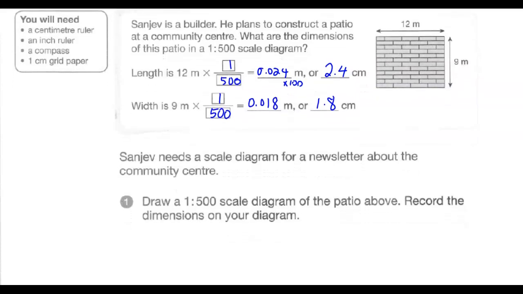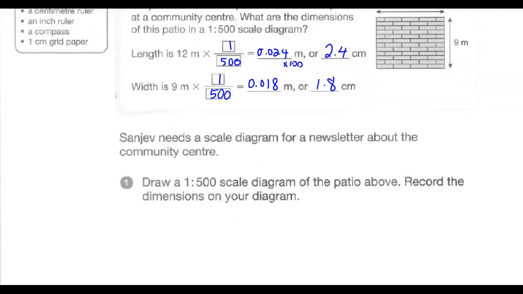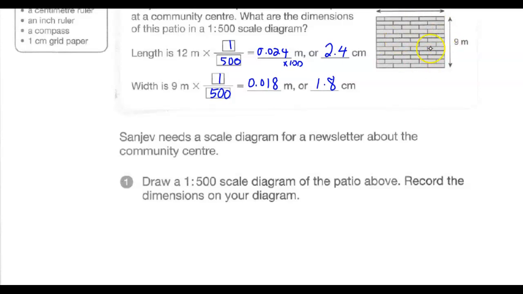It says Sanjeev needs a scale diagram for a newsletter about the community center. Draw a 1 to 500 scale diagram of the patio above. Record the dimensions on your diagram. So basically, that can be your scale diagram. So draw the same thing. Maybe I should try to use a straight edge at least. Or actually, I could do a rectangle here.